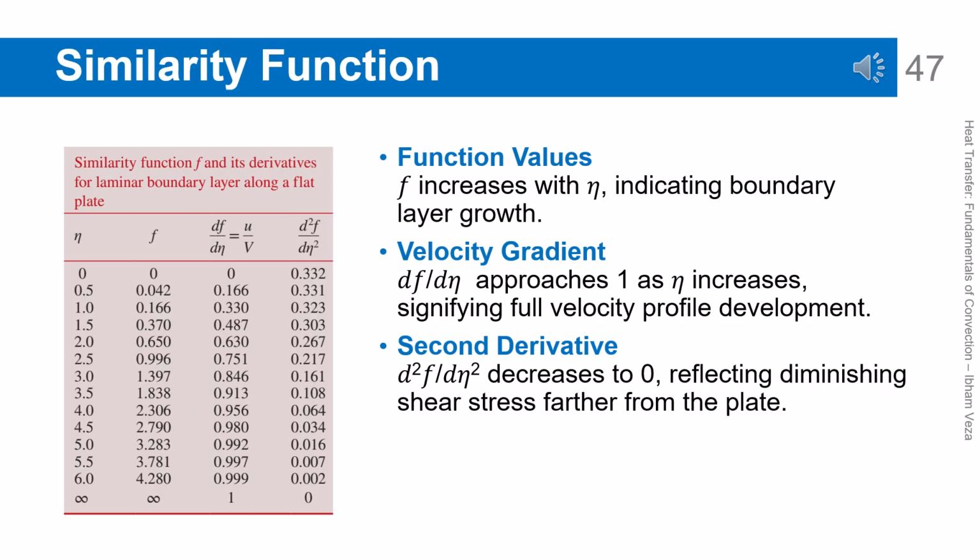The function f describes the shape of the dimensionless velocity profile within the boundary layer. The first and second derivatives of this function are related to the velocity gradient and shear stress. This approach allows simpler numerical or analytical solutions.